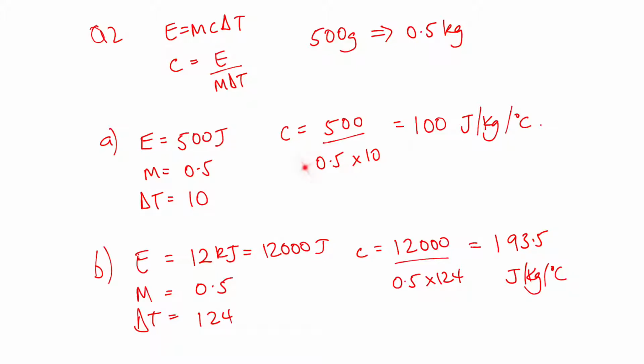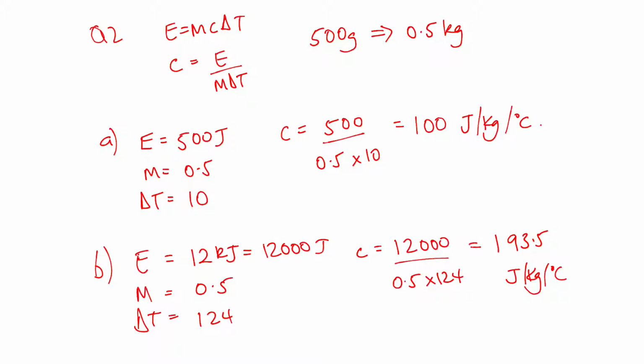So 500 divided by 0.5 times 10. So the specific heat capacity of this substance is 100. So this one is a low specific heat capacity. It's going to heat up quick, and it will cool down very quick as well. It won't store its energy for very long.